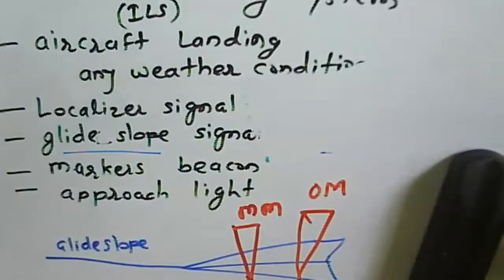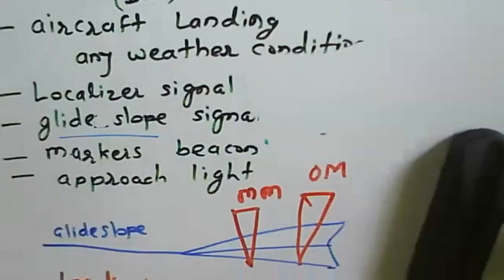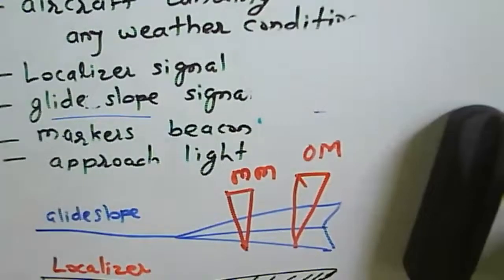And these are the markers. We have the inner marker, then we have the outer marker. Generally, a marker represents a light there, or a particular position, and that marker will provide you the height in terms of feet.